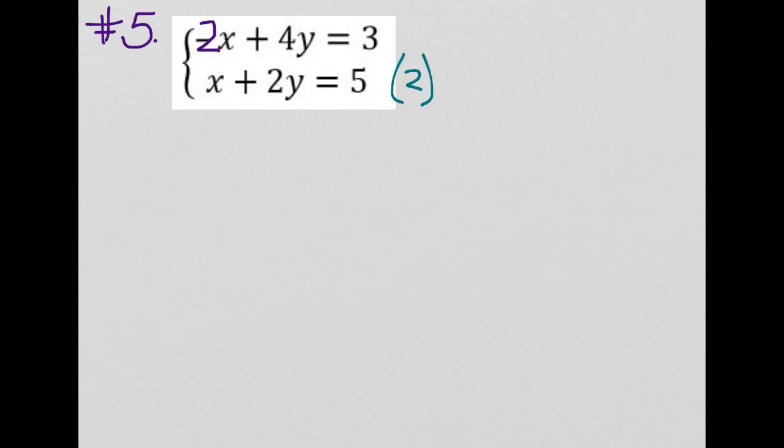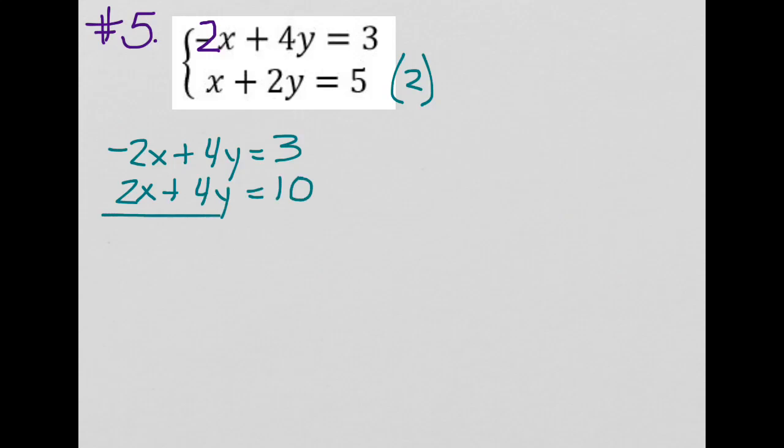Okay, so I'm going to recopy the first line. Negative 2x plus 4y equals 3. And I'm going to multiply the entire second equation by 2, which gives me positive 2x plus 4y equals 10. Don't forget to multiply that constant also by the number. Now, negative 2x plus 2x is 0x. I have eliminated the x's. 4y plus 4y, 8y. 3 plus 10, 13. Yikes. That's a little bit painful, but it's not wrong.